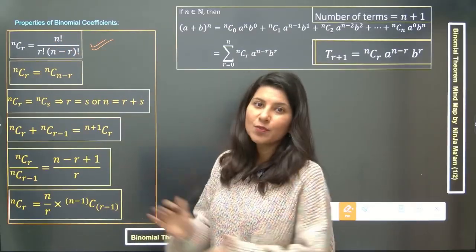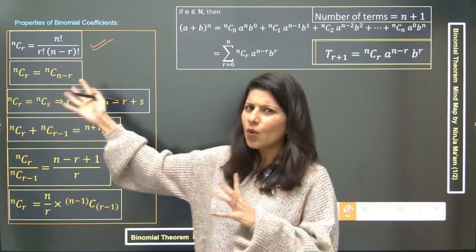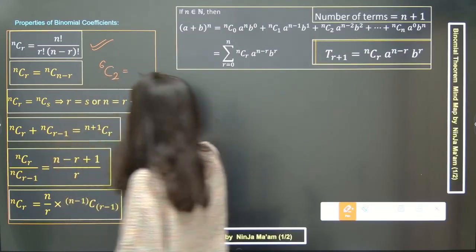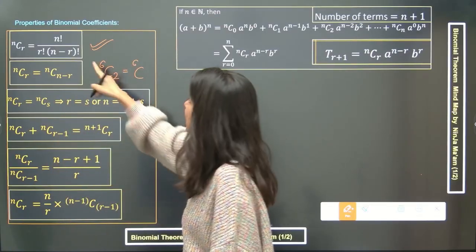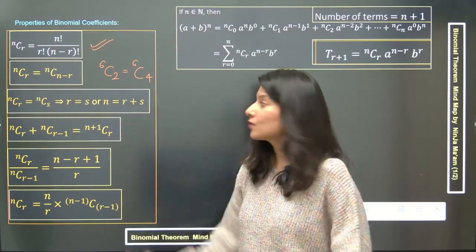The very first property is nCr is equal to nC(n minus r). Now what is this? Understand. Suppose 6C2 is given. So 6C2 is equal to 6C(6 minus 2), which is 6C4. So this is that property. This is what it means.